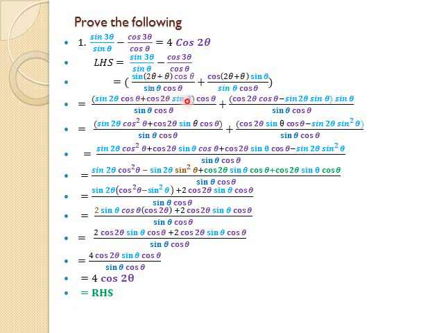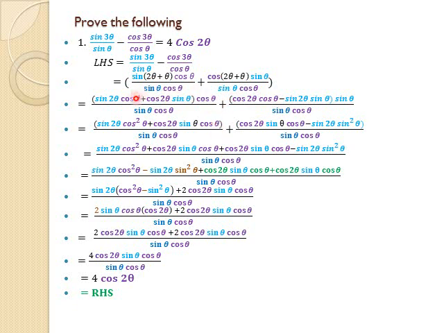Now according to my compound angles, sine becomes sine 2 theta cos theta plus cos 2 theta sine theta, all times cos theta over sine theta cos theta. Plus there, my cos compound angle would be cos cos, so that becomes cos 2 theta cos theta minus sine 2 theta sine theta. That all is being multiplied by sine theta. Denominators are the same, so only then can I add the numerators, but let's see if we can simplify.